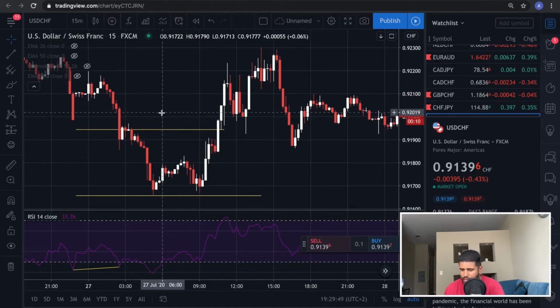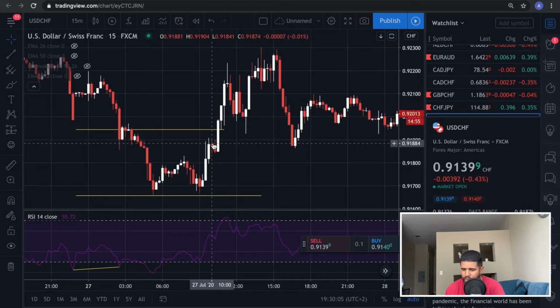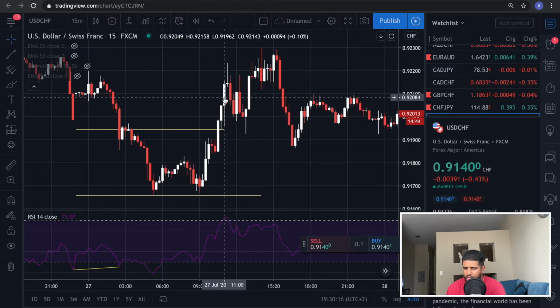So for instance, I'm gonna use this one. This white part right here is called the body. All this is called the body of a candle. These lines right here are called wicks. The body of a candle represents how much the price moved up and down within that area.